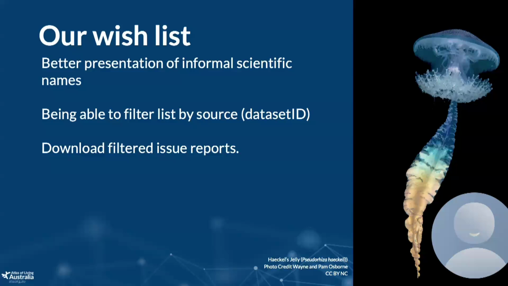Also, because our taxonomic backbone combines a number of datasets, in addition to filtering by taxon rank and status, it would be great to be able to filter by the data source ID. That would allow us to easily compile issues that need to be discussed with individual data providers. Finally, when we've created a filtered list of names, we would like to be able to download that list for offline review.